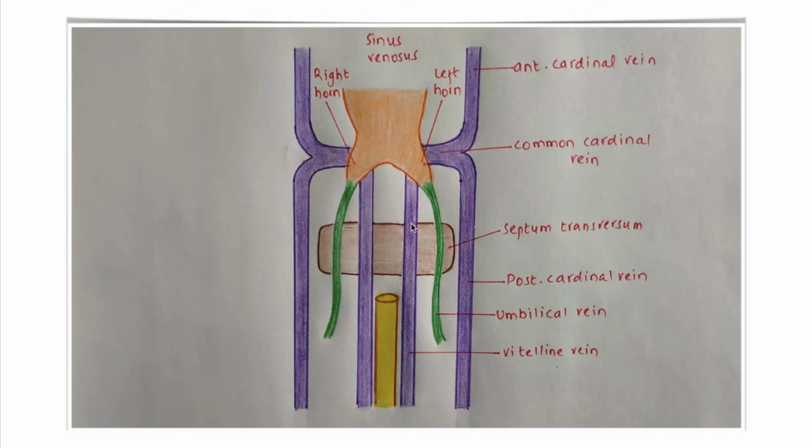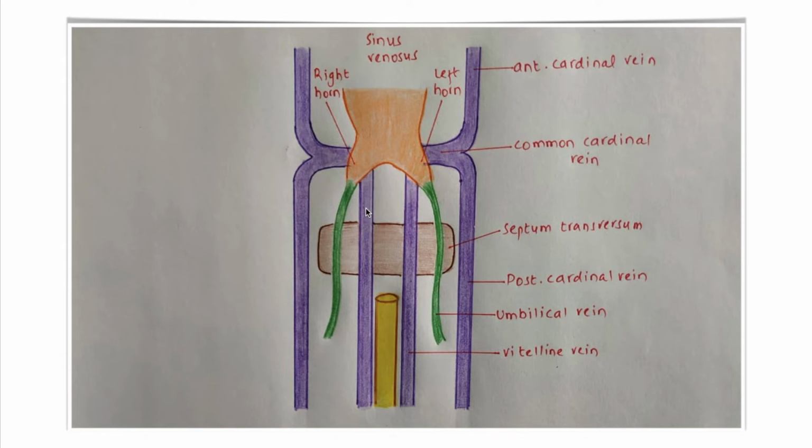Now once the septum transversum develops and the liver starts developing in the septum transversum, the right umbilical vein will disappear. Similarly, the portion of the vitelline veins within the septum transversum will disintegrate and form hepatic sinusoids, whereas the remaining vitelline veins will take part in formation of the portal vein, whereas this portion of the vitelline veins between the septum transversum and sinus venosus, these 2 veins will form the right and left hepatocardiac channels.